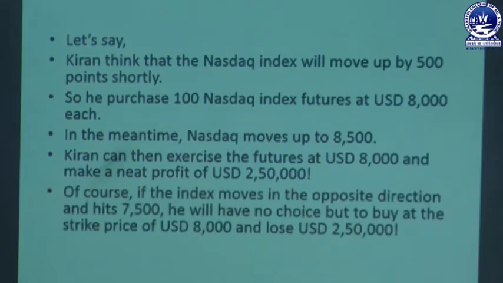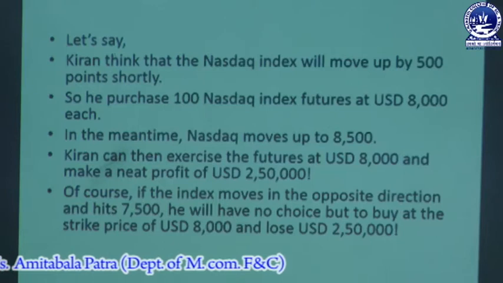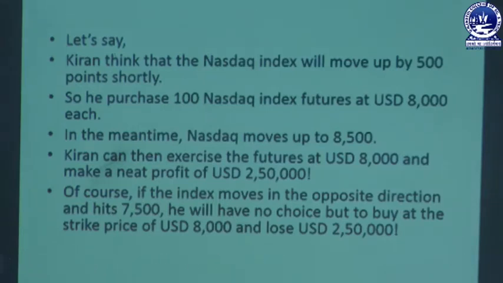Now, of course, if the index moves in the opposite direction or goes adversely and hits 7,500, he will have no choice but to buy at the strike price of US dollar 8,000 and make a loss of 2,50,000. So this is what the stock index future is. You can understand that if, as per Kiran's expectation, the Nasdaq index moves up by 500 points, then we are making a gain. But if it goes opposite to the expectation, then we are making a loss. That is what the index future is.